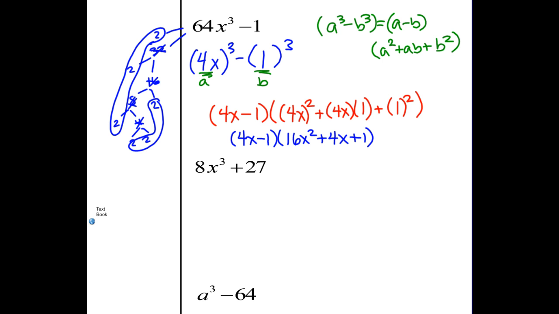Now we have to see, can we simplify this anymore? What multiplies to get you 16 but adds to get you 4? There's nothing. So this right here is our fully simplified, fully factored version of that difference of cubes.